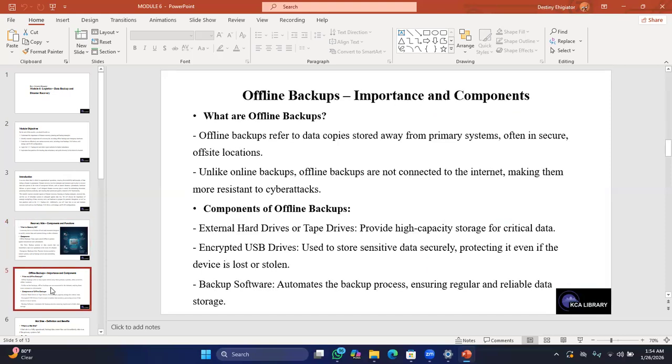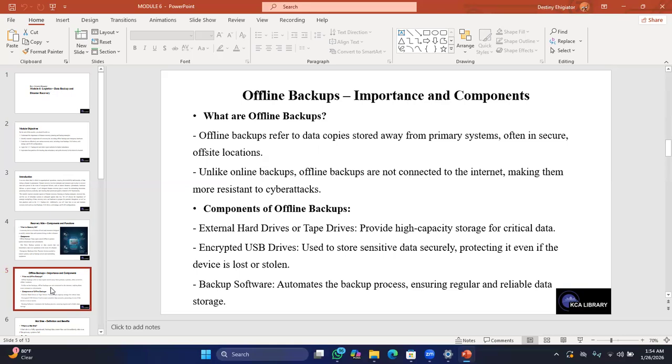Then let's look at offline backups. What are offline backups? Offline backups refer to data copies stored away from primary systems, often in secure off-site locations. Unlike online backups, offline backups are not connected to the internet, making them resistant to cyber attacks. They are not prone to cyber attacks.